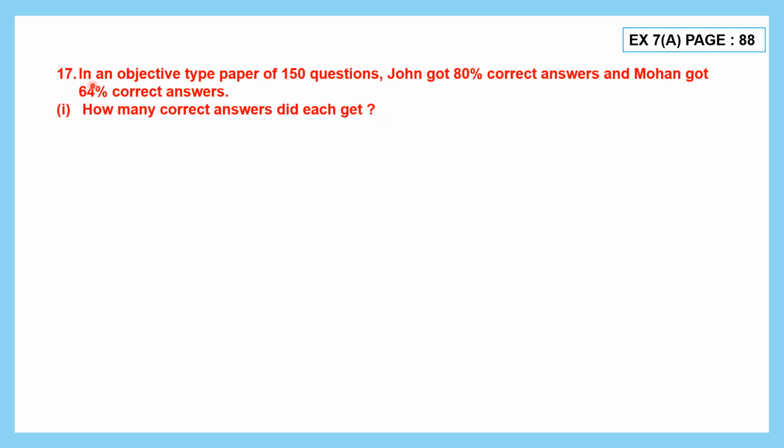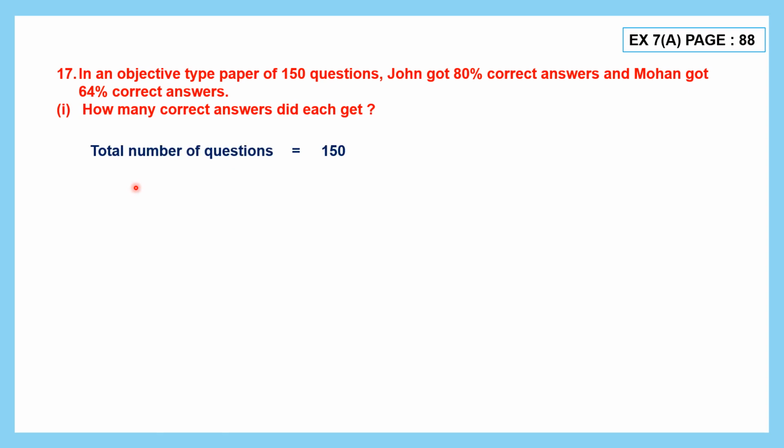Question 17. In an objective type paper of 150 questions, John got 80% correct answers and Mohan got 64% correct answers. So now our first question here is how many correct answers did each get? Not the percentage, but how many correct answers did each get? The number of correct answers.